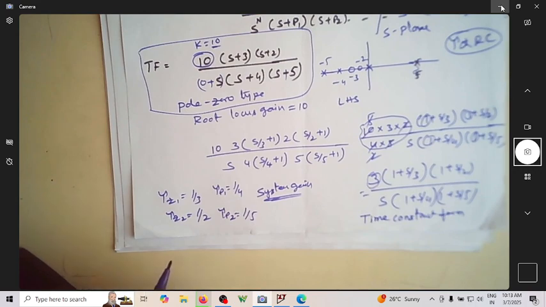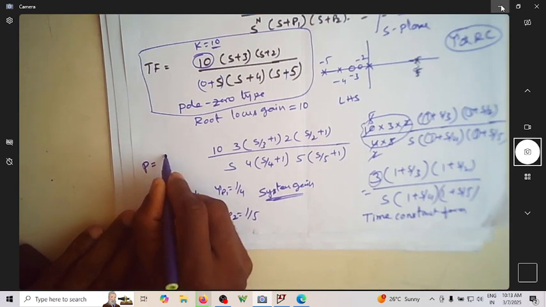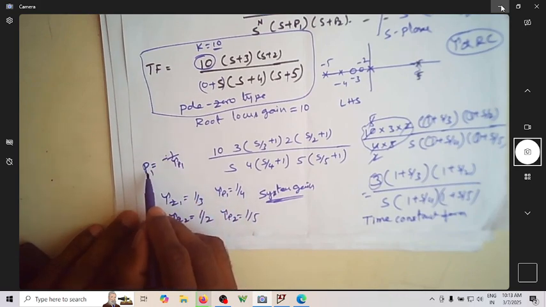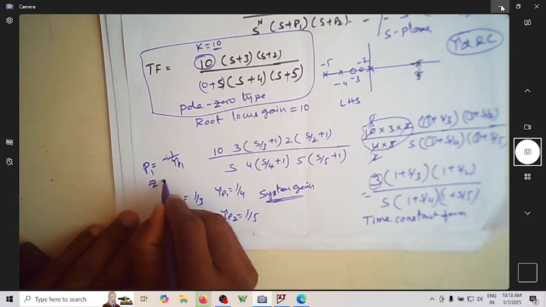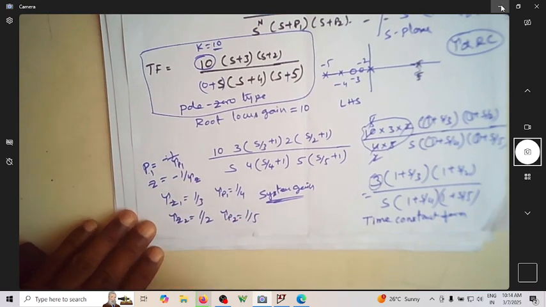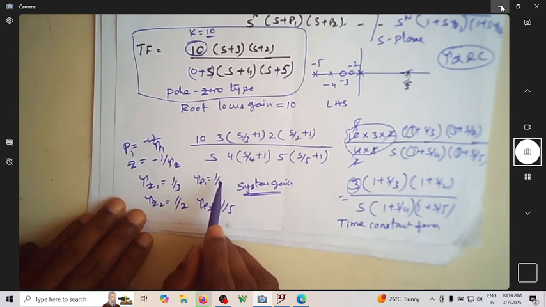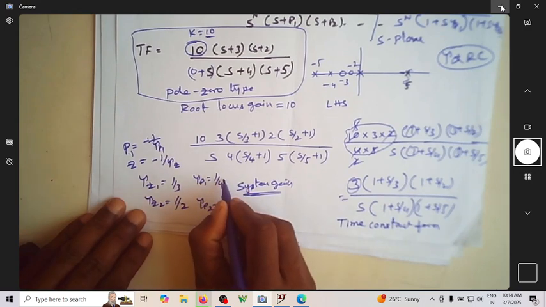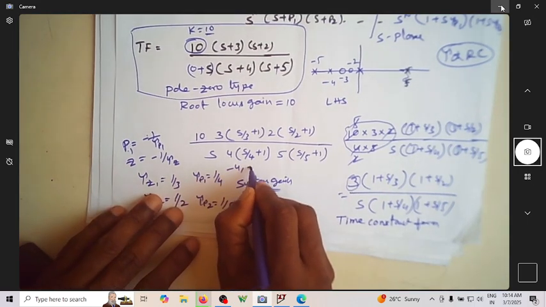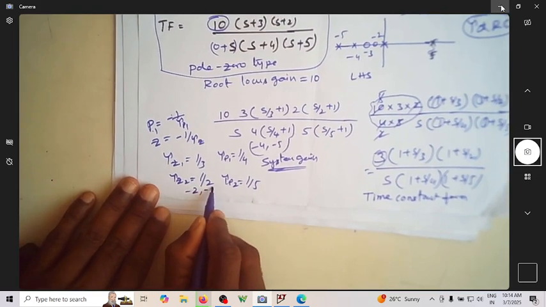Where are the poles and zeros? In this form, the poles are at minus 1 over tau p1, and zeros are at minus 1 over tau z. Meaning to say, where are the poles now? 1 over this is 4. That is, there is a pole at minus 4, minus 5. Where are the zeros? There are zeros at minus 2 and minus 3.